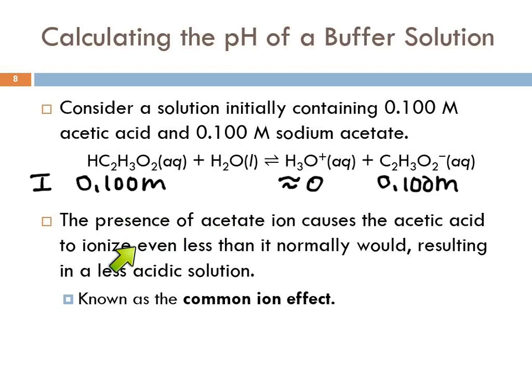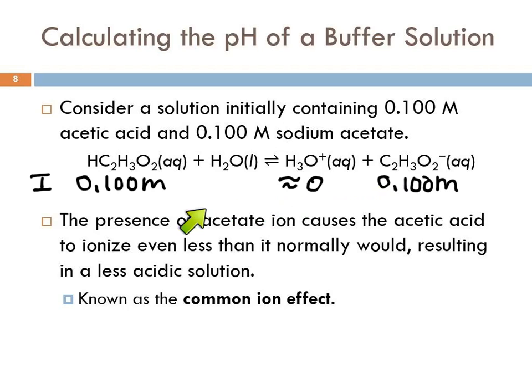Yeah, we're going to need the Ka. And then let's think about this. Because we have this acetate ion here, that is going to cause the weak acid to ionize even less than it normally does. If this was 0, then the reaction would definitely proceed to the right. Because there is already a bunch of this here, it's still going to go to the right and make some of this, but it's only going to go a little bit. So the presence of this reduces the ionization. And that's a phenomenon known as the common ion effect.